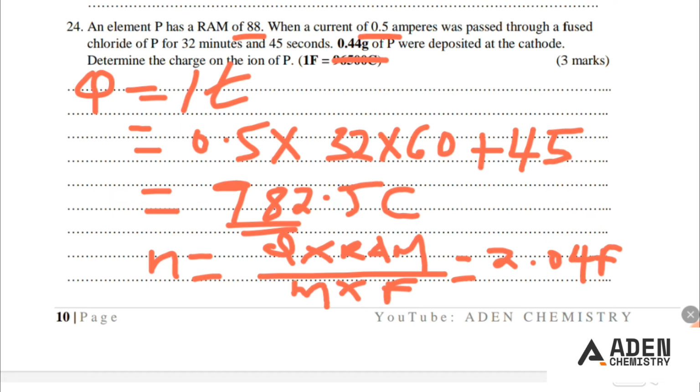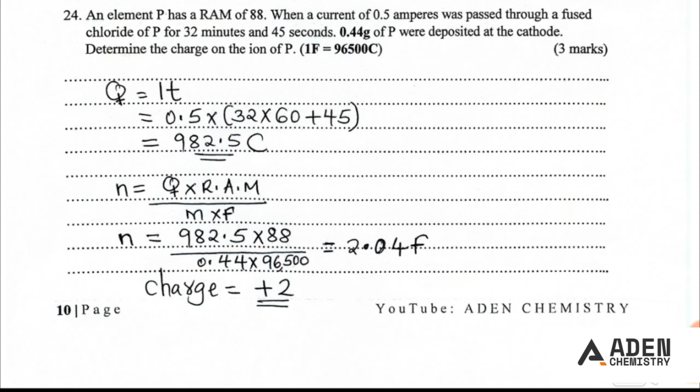So if we have 2.04, we have to make it whole number 2. That would be the charge. So when you're writing charge, we have to put plus 2. That will be our charge. So learners, those are the answers for question number 24. We proceed to question number 25.